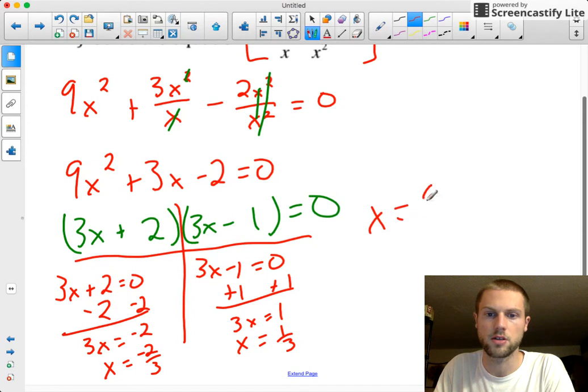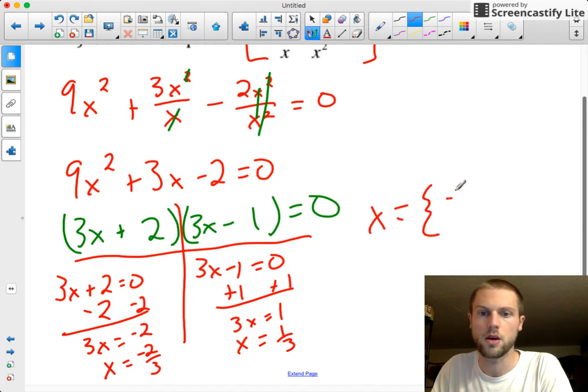So my solution set to this whole quadratic equation would be negative 2/3 and 1/3.